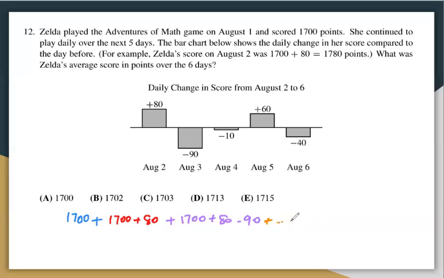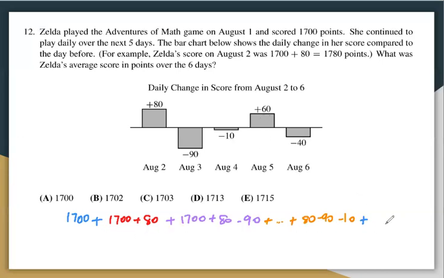So if I consider those 1700s like this, this was August 3rd, right? Then the next day is minus 10. So this number, 80 minus 90, will decrease by 10. So I will just say 80 minus 90 minus 10. So this is the change. Whatever, 1700 plus this number will be the score for August 4th. And then on the fifth day, 60 more. So we just add 60 to this number.